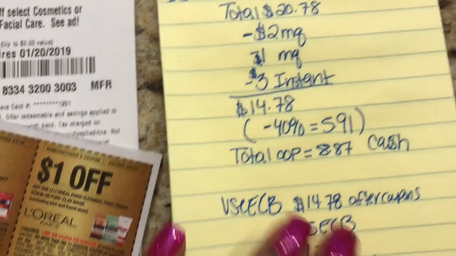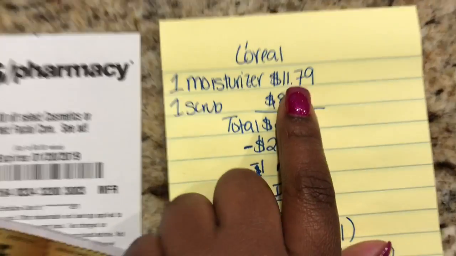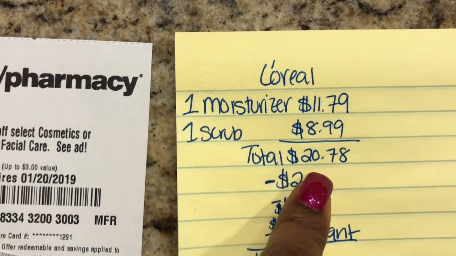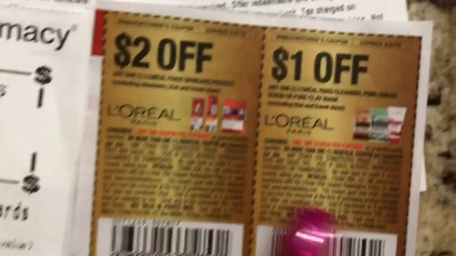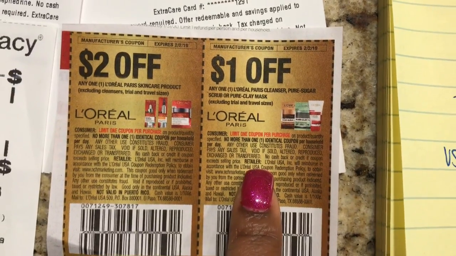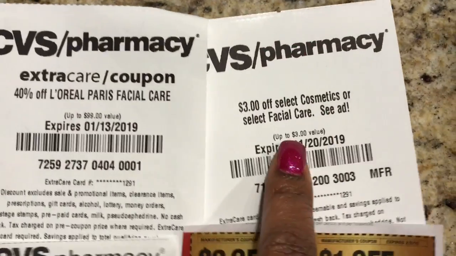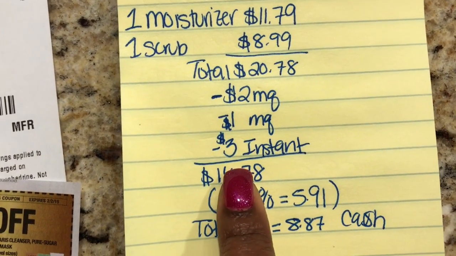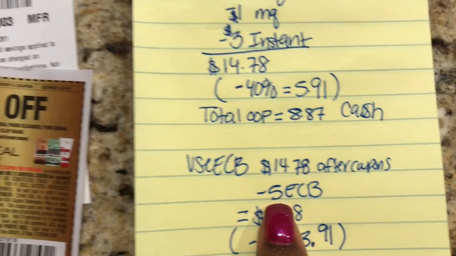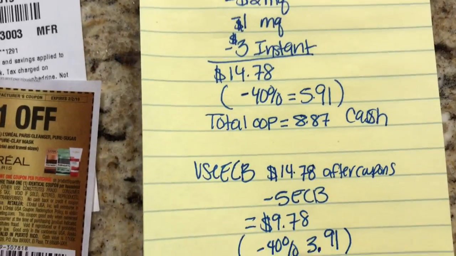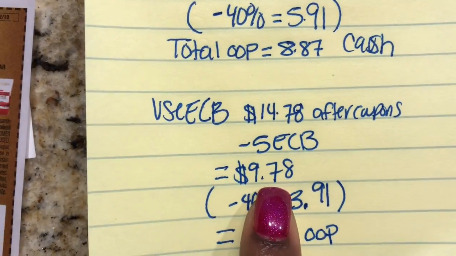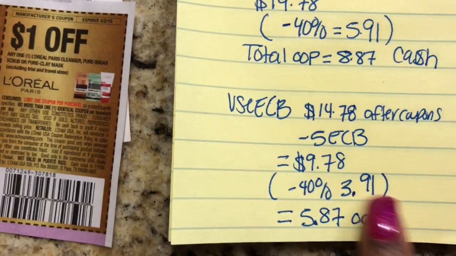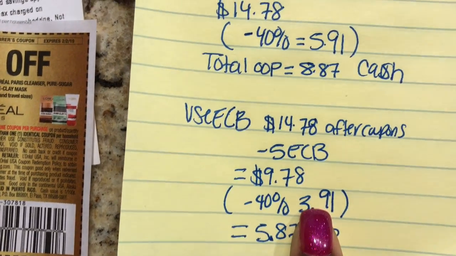So let's do this again. We're going to get $11.79 moisturizer. We're going to get an $8.99 scrub. Our total is still going to be $20.78. We're going to get $2 for our manufacturer coupon, $1 for our other manufacturer coupon. We're going to take our $3 instant coupon. That again brings our total to $14.78. Now we're going to jump down here because we want to use our $5 extra buck. So the $5 extra buck will bring the total to $9.78. Then the register will apply your 40% off coupon, which brings your 40% down to just $3.91.